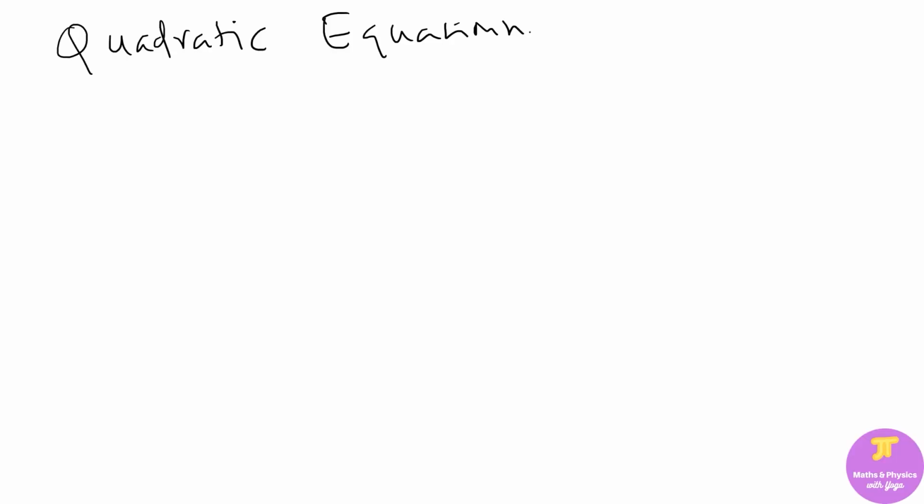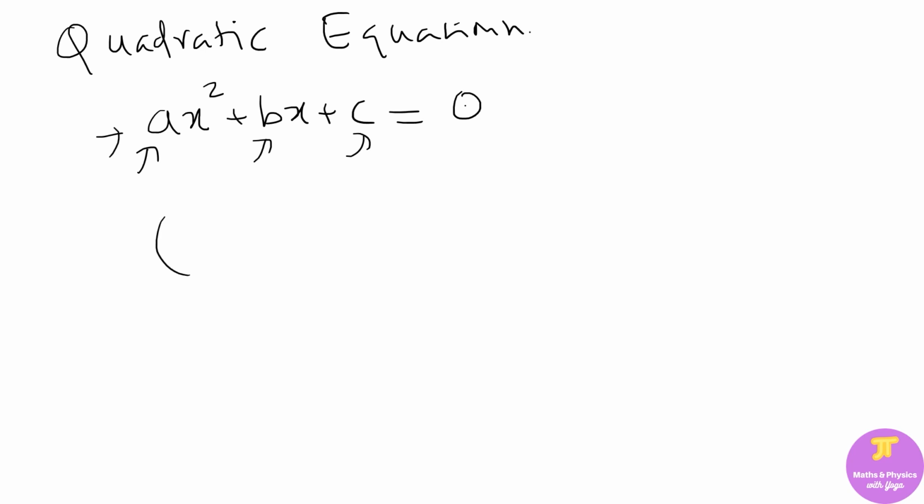A quadratic equation looks like this, something like ax squared plus bx plus c equal to 0, right? This is a typical form of a quadratic equation. So a is the coefficient of x squared, b is the coefficient of x, and c is a constant. If you have an equation like this, how can you factorize this into something like this?